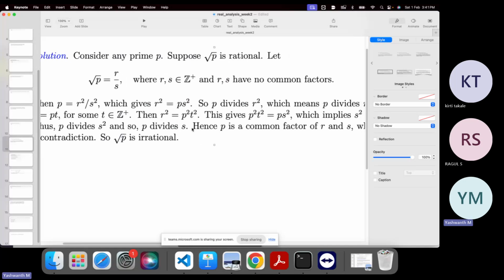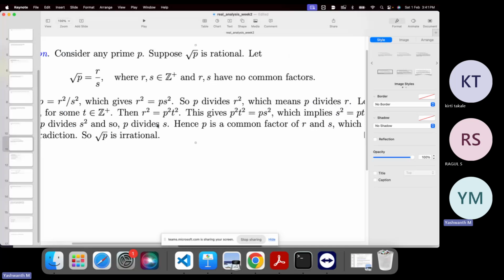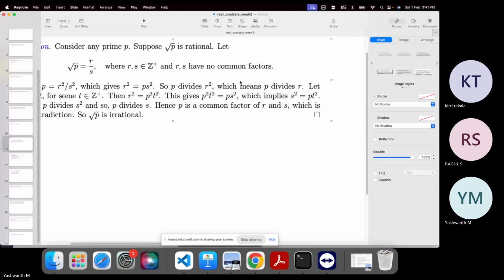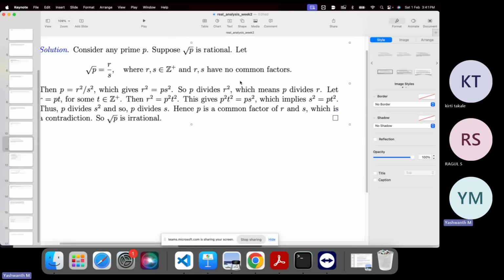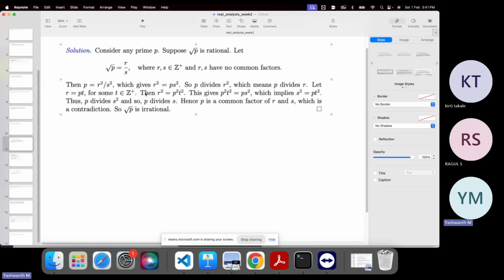Now P divides R. Now we obtain P divides S. So we obtain P as a common factor of R and S, which was against our hypothesis that R and S have no common factors. So that's why our assumption that it is rational was wrong. That's why it's irrational. It's a proof that works for any square root of P. P can be anything, any prime basically.